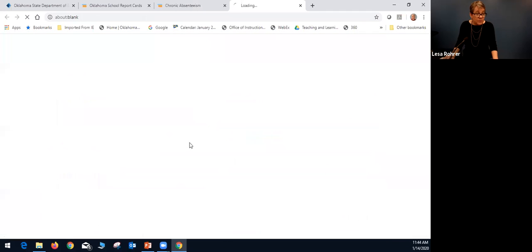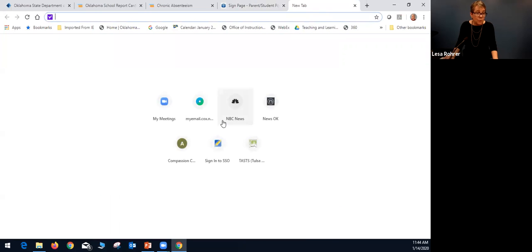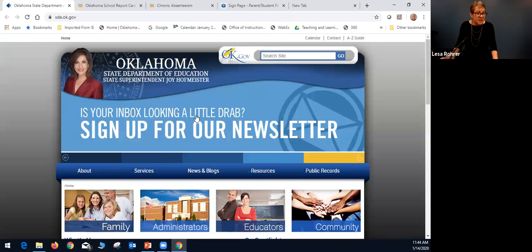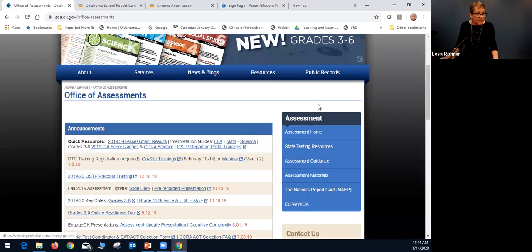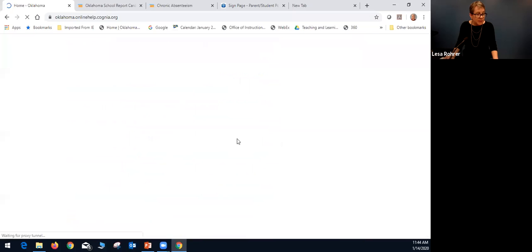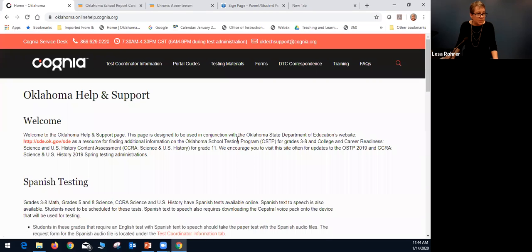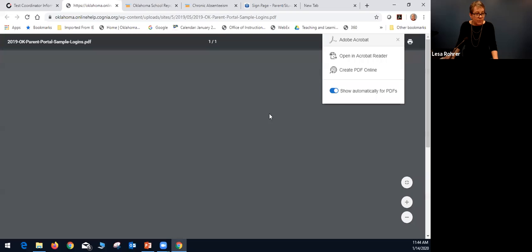Your student, of course, takes you to a page that gives you the OSTP information. And for that, let's go back to the State Department of Education. Let's look at assessment. If you haven't checked that out, it's a pretty cool place. Testing resources. I can go to the Measured Progress Help and Support site. I know this is a lot of clicks. I can look for that test coordinator information, and you'll see right here it says parent and student sample logins.